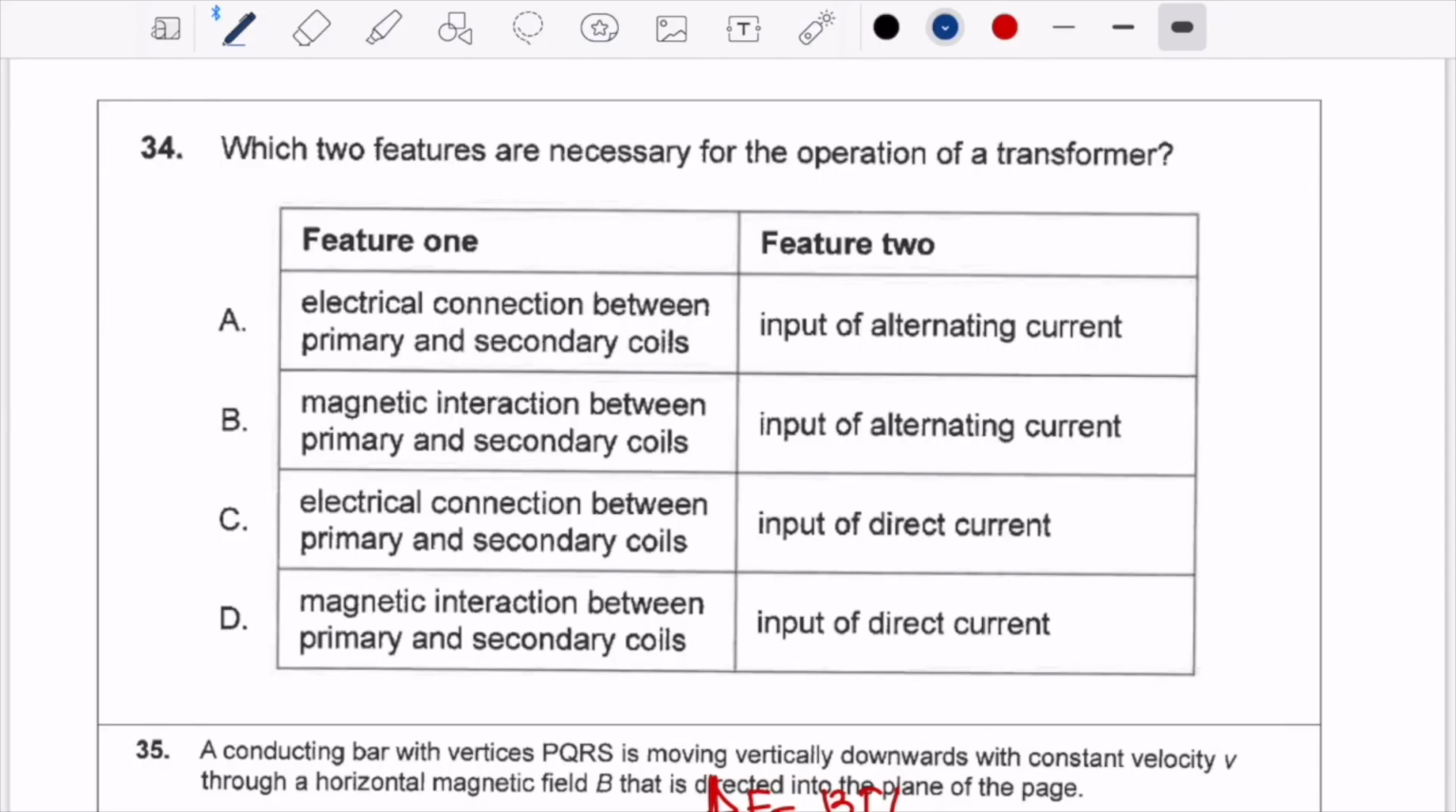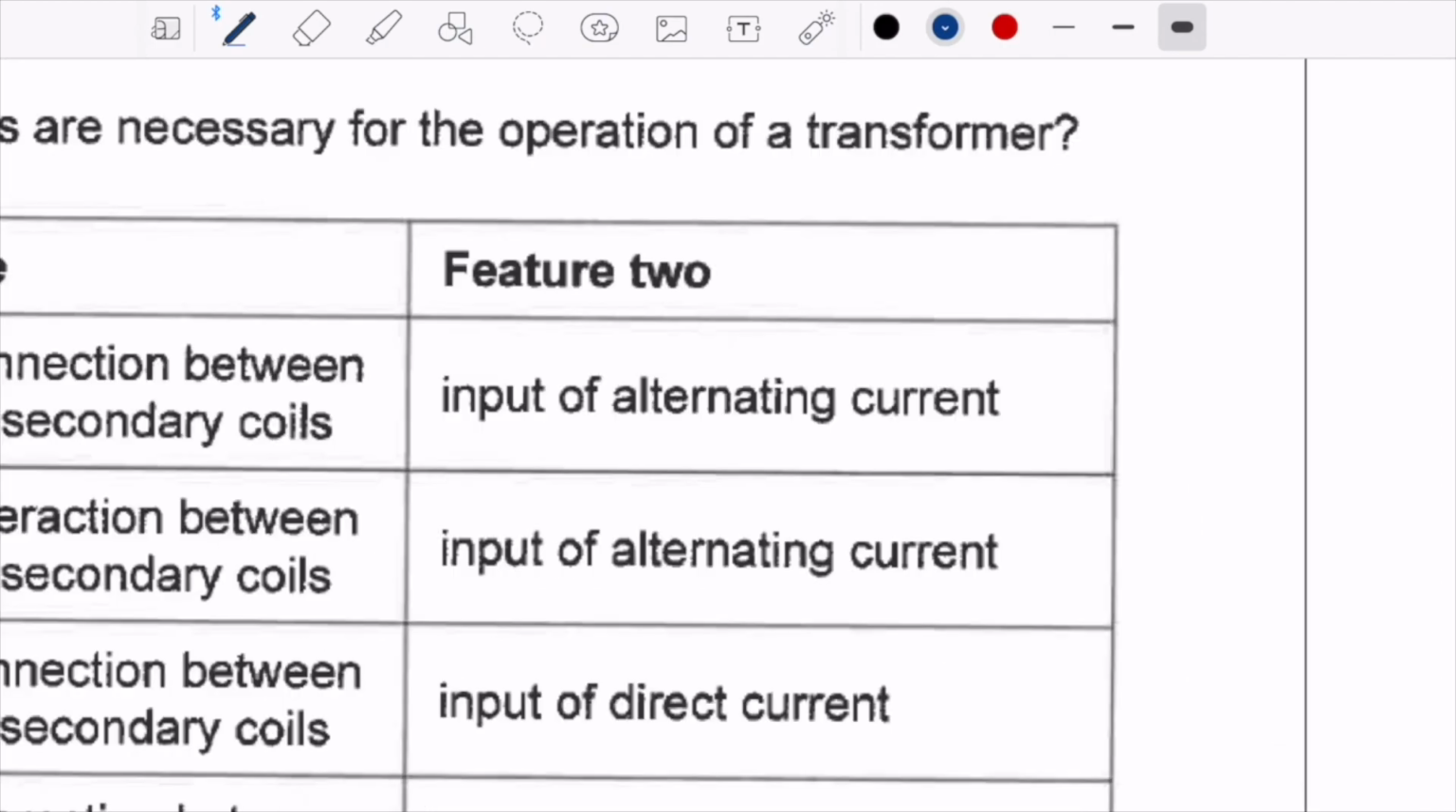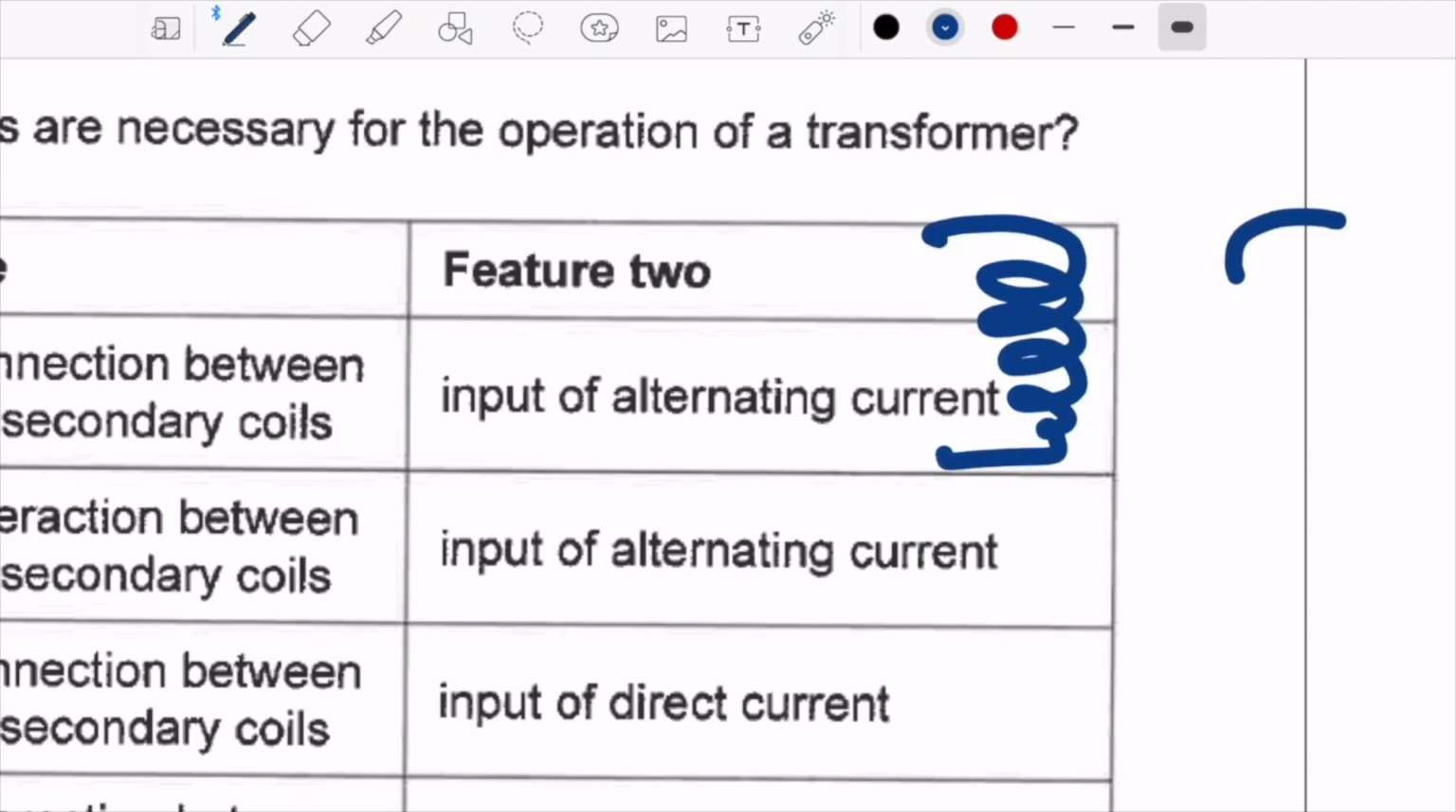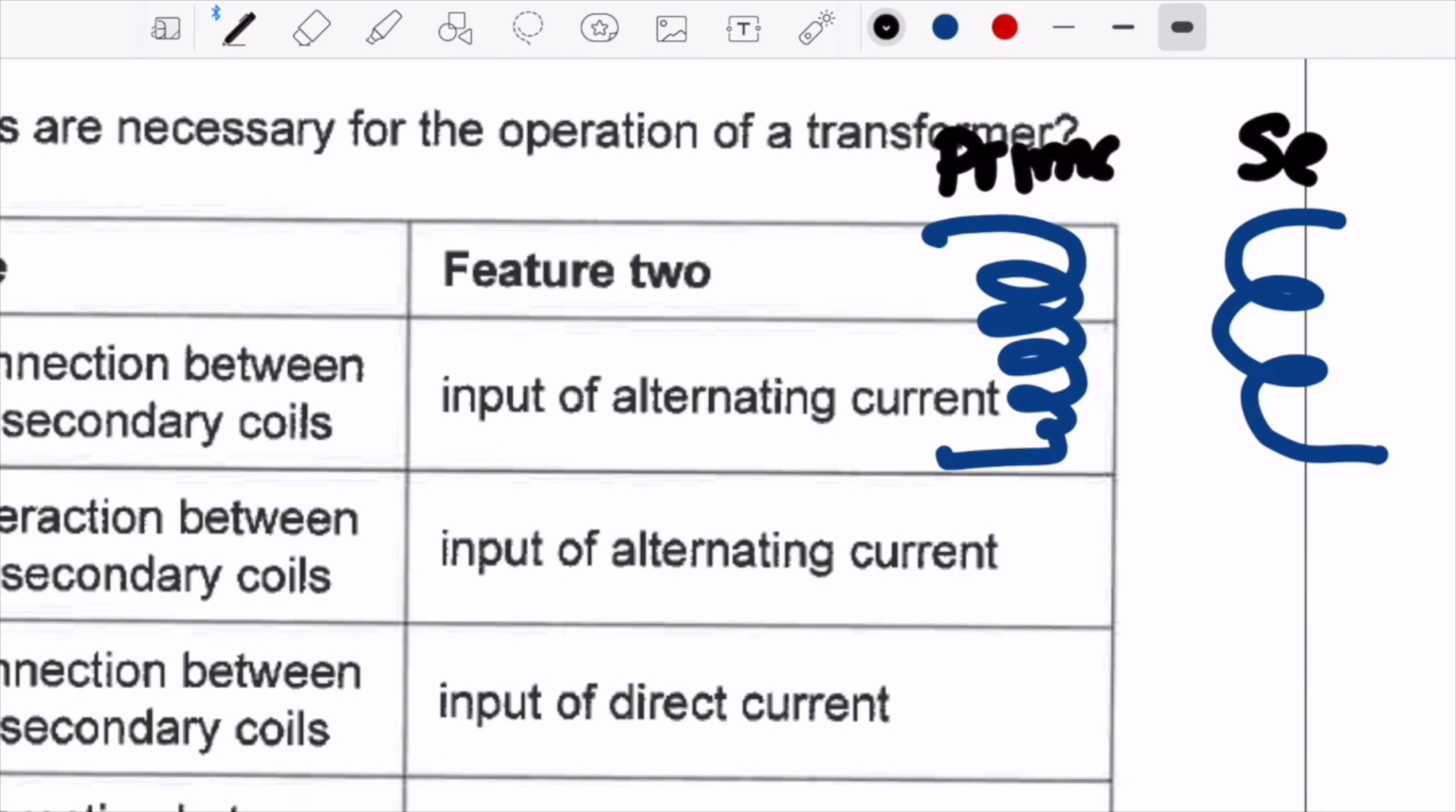Question number 34 is about transformers. Actually, a transformer does not need an iron core. It basically needs 2 coils. Let's say this is a step down transformer. Why? This is the secondary coil, this is the primary coil. In my picture, the primary coil has more turns than the secondary coil.